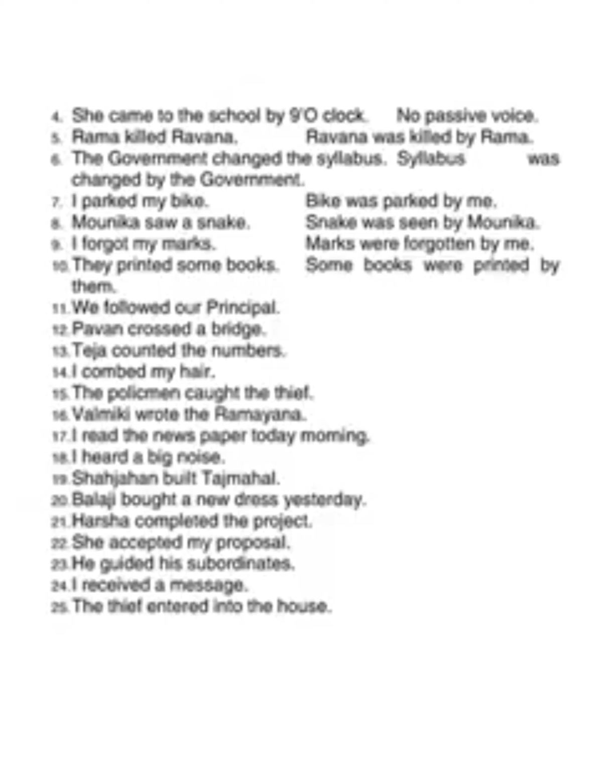So you see, V2 becomes was, were. We followed our principle. Our principle was followed by us. Pawan crossed a bridge. A bridge was crossed by Pawan. Teja counted the numbers. The numbers, plural, were counted by Teja. See, V2 is becoming was, were. I hope you are noticing it clearly. I combed my hair. My hair was combed by me.